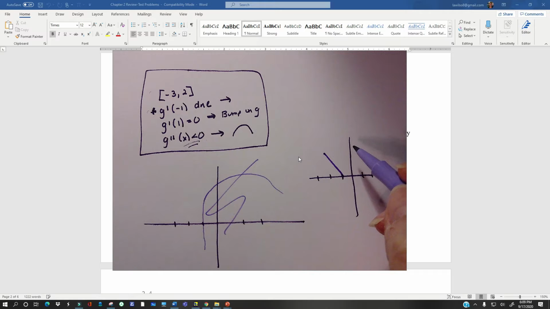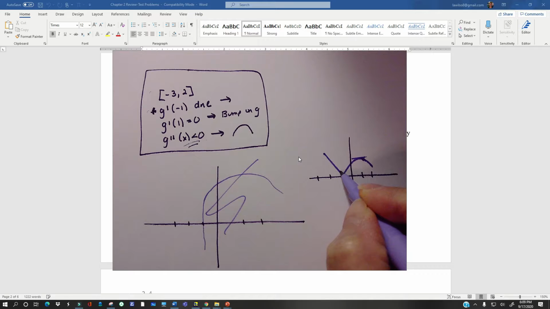And g prime of 1 is 0, so I know at 1 I have to have a bump. So maybe my graph looks something like this. My derivative would not exist at -1. The derivative at 1 is 0. If I draw a tangent line to my graph, it would be 0. And my second derivative is negative everywhere, meaning that the graph is concave down.